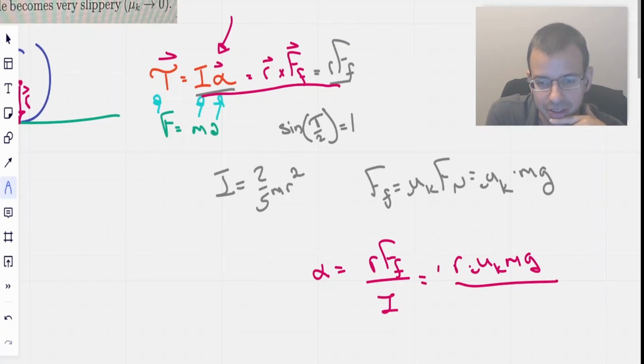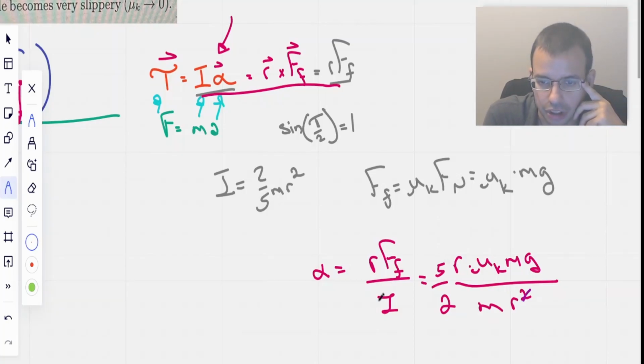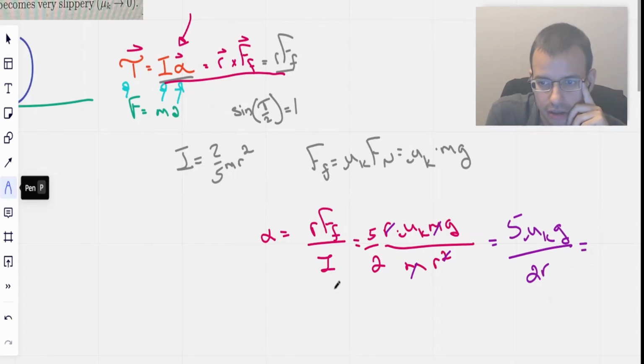2/5 m r squared. When we divide by 2/5, that's the same as multiplying by the reciprocal, so 5 over 2 times mass times r squared. Do a little canceling: one of the r's will cancel out, and the mass cancels out, which is good because they don't give us the mass of the cue ball. And we get 5 mu k times gravity over 2r.